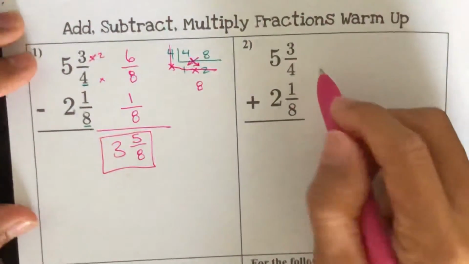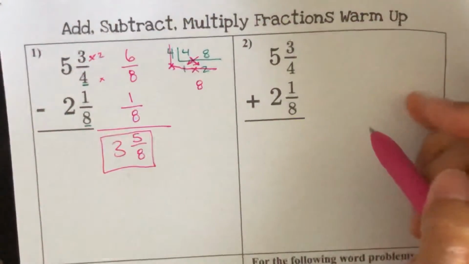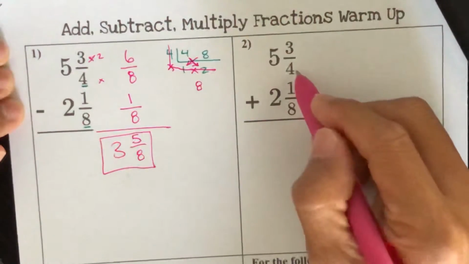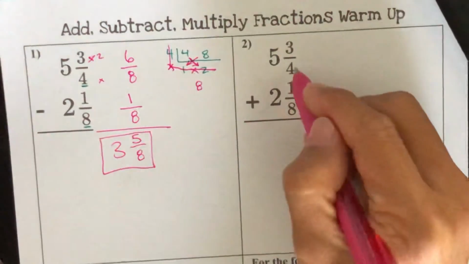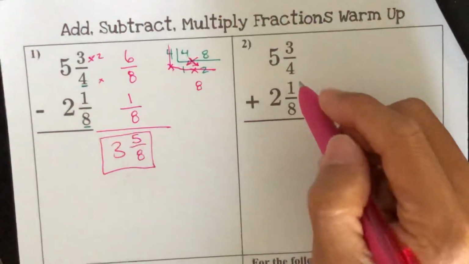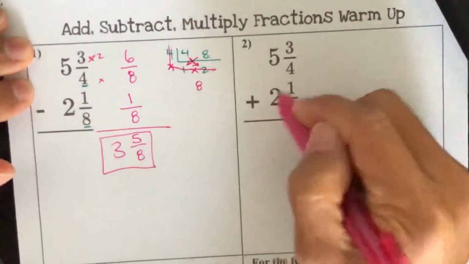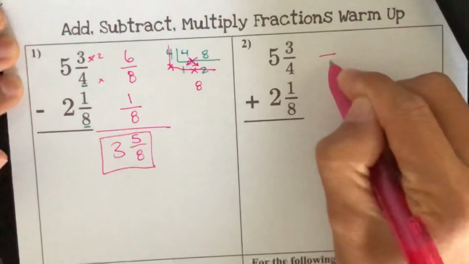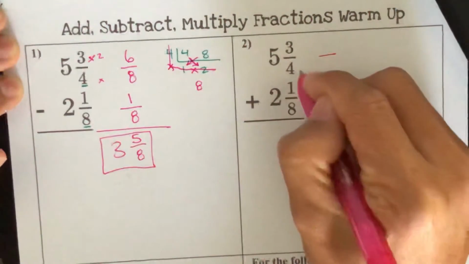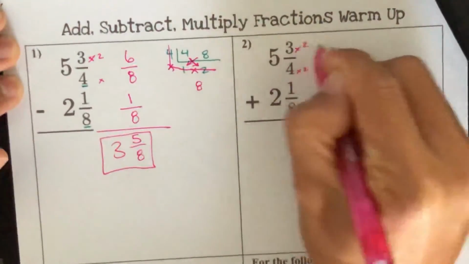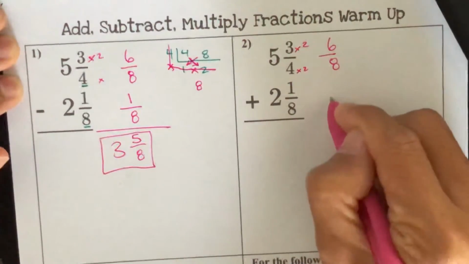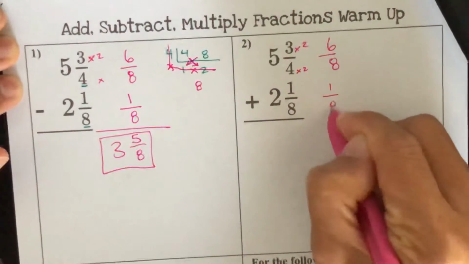Let's take a look at number 2. Again, what we want to do is find the least common multiple. And rather than working through the whole thing, we know the least common denominator, or least common multiple, is going to be 8. The only difference with this problem is we're going to be adding, so let's go ahead and rewrite this. Multiply this by 2 and this by 2. This is going to get you 6/8. And then down here, this is still 1 over 8.